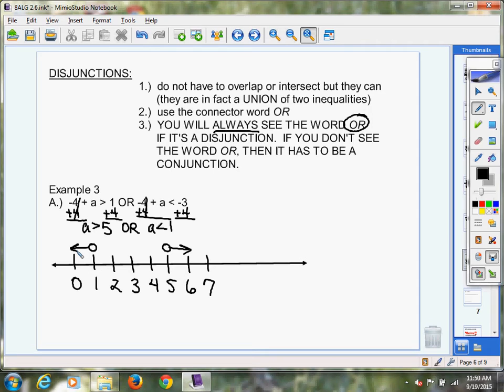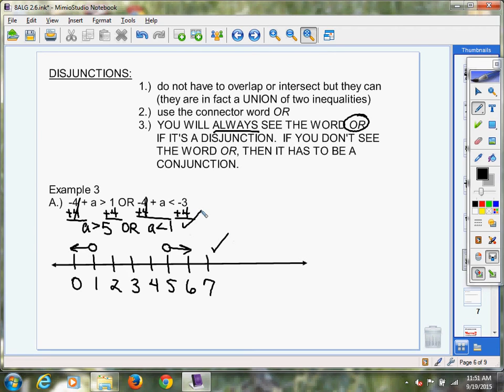Remember, they don't have to overlap. So the graph that you have here is all I need to see. And if they only gave you a graph and that's all you saw, you would go, hey, that has to be a disjunction. There's no overlap there. If you see a segment of a line, that's an overlap piece, that must be a conjunction. If you see two rays going in opposite directions, they don't overlap, then your assumption is this must be a disjunction because they don't have to overlap.